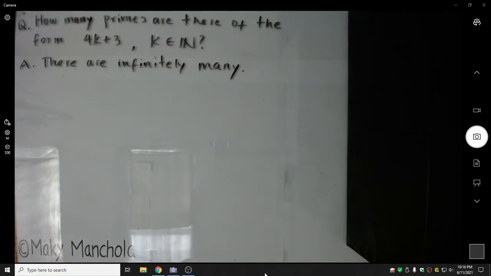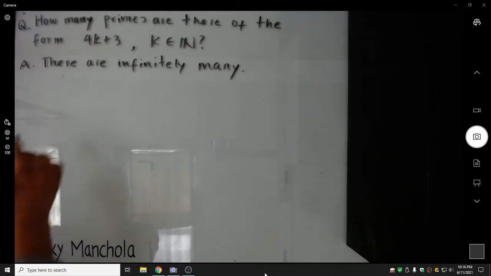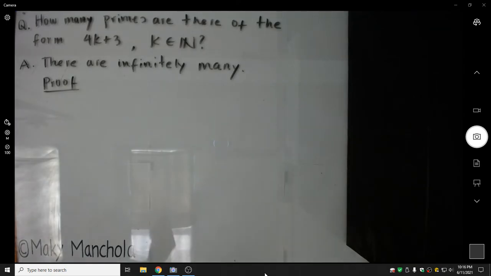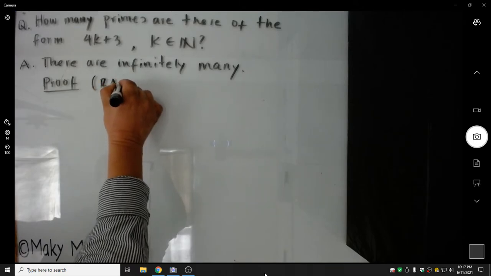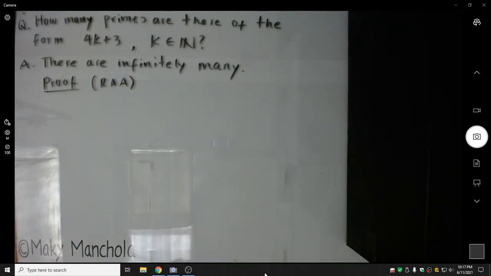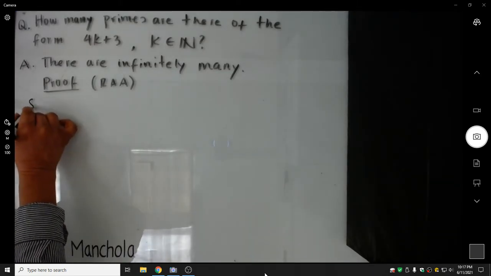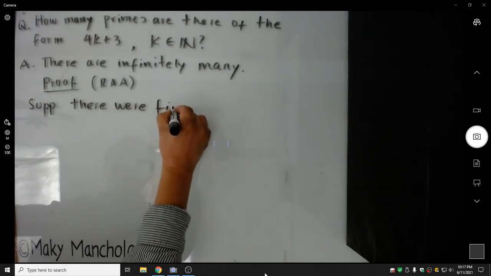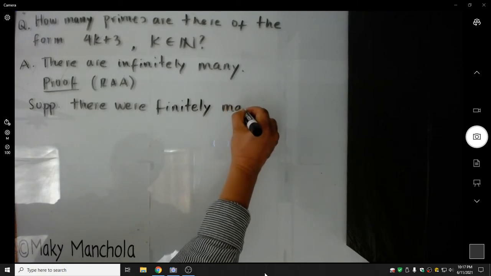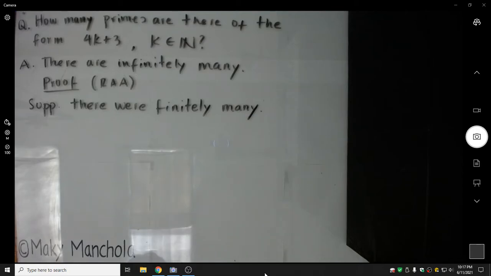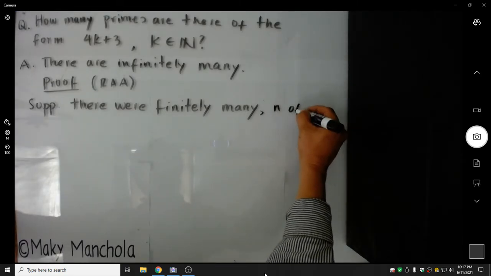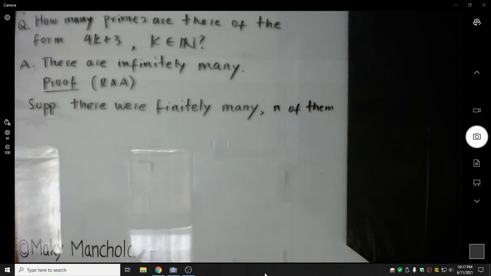Our quest is to prove this. So let's begin. Our proof is by contradiction. It's a reductio ad absurdum proof. So we begin by supposing there were finitely many. So say that there are n of them. And here n will be a positive integer greater than 1.